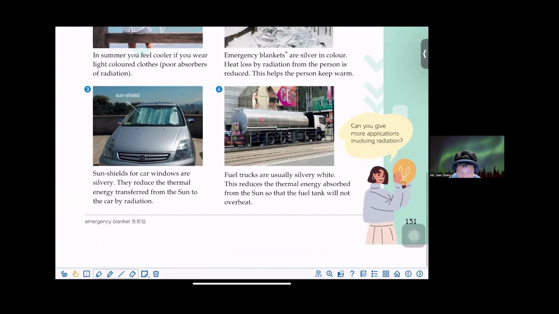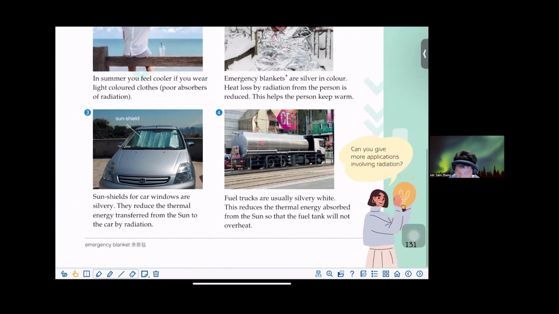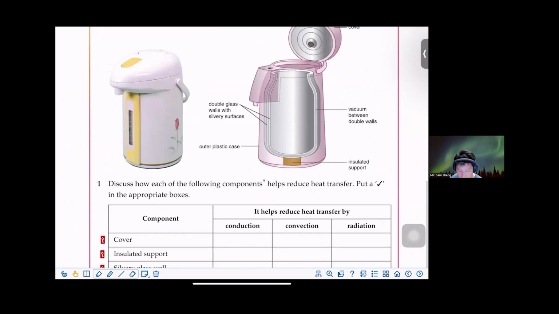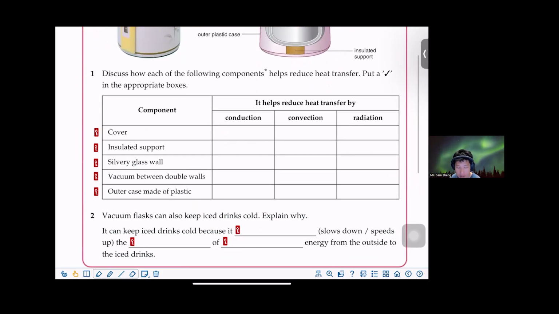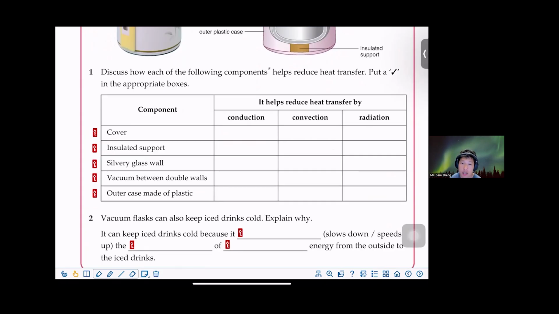Now, we will have different applications for the radiation, but maybe I will not go through them with you. You can watch the videos and see them. Now, in most exams or uniform tests, or quizzes, we will give you a scenario and ask you how a component can reduce the heat transfer. It can help reduce the heat transfer by conduction, by convection, or by radiation.